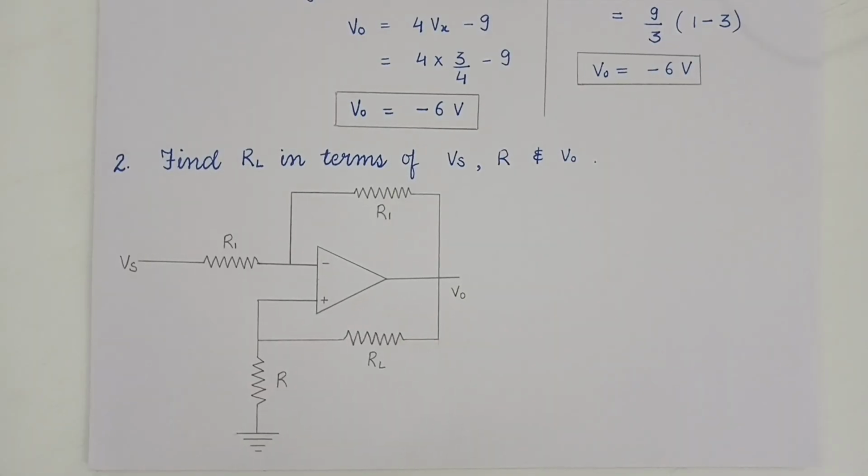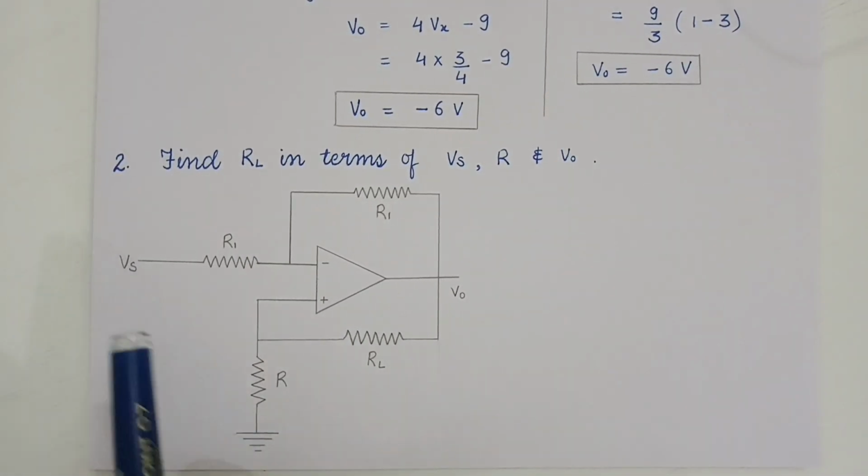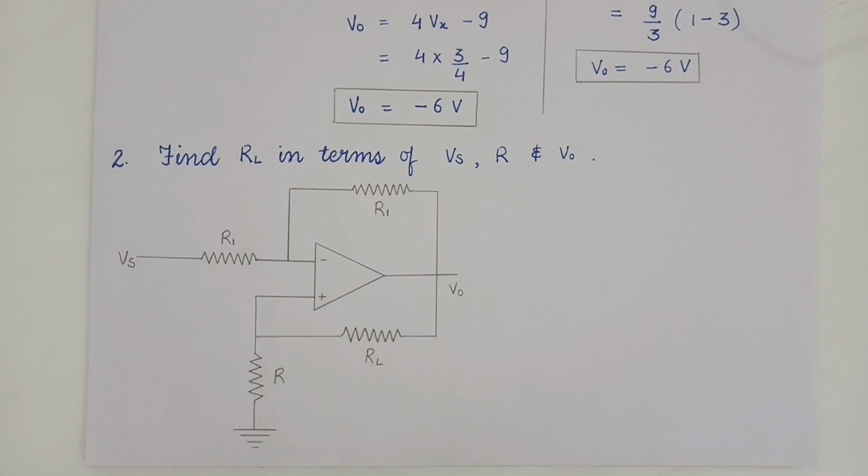So this is the next question, in which we have to find the load resistance, that is RL, in terms of Vs, R and V0. So again we are going to solve this question with the same concept, that is incoming current is equal to the outgoing current. Here there are no numerical values, no need to worry. Just go with the concept and flow, you will easily get the values.